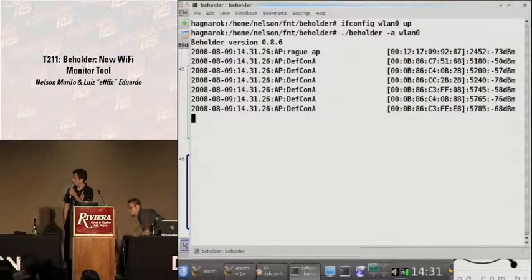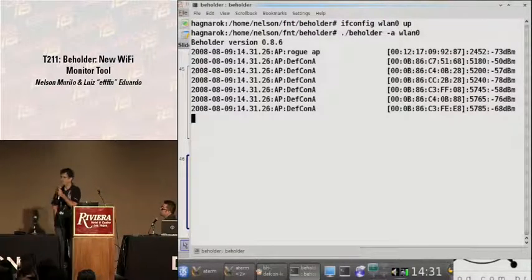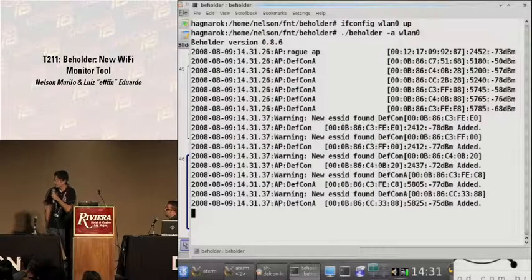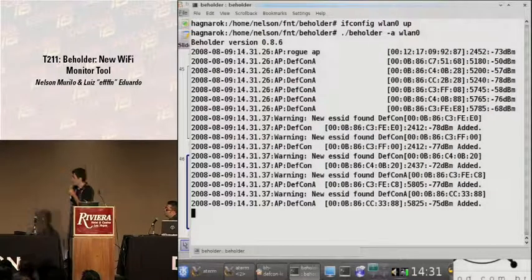That's the basic, the normal use of Beholder. Some rogue APs, the first one, DefCon, some DefCon networks. If you want to add an AP to the list, but the nice feature is that.